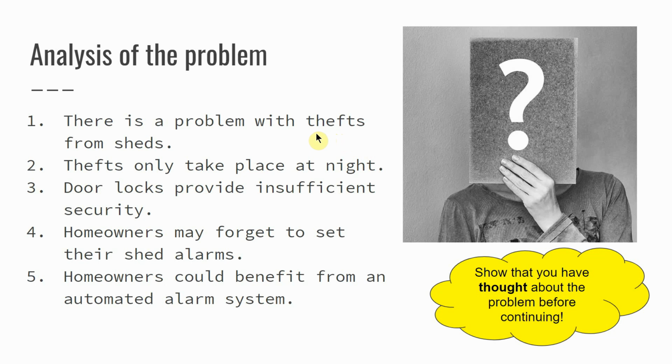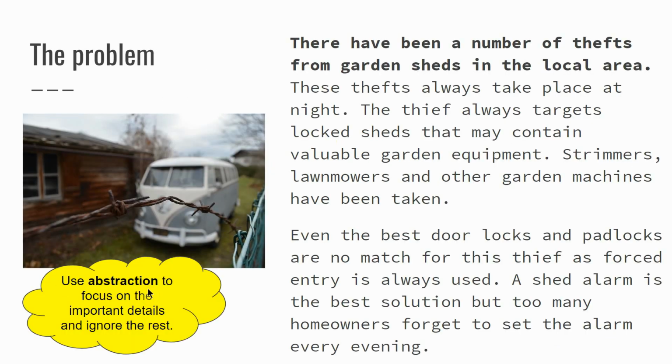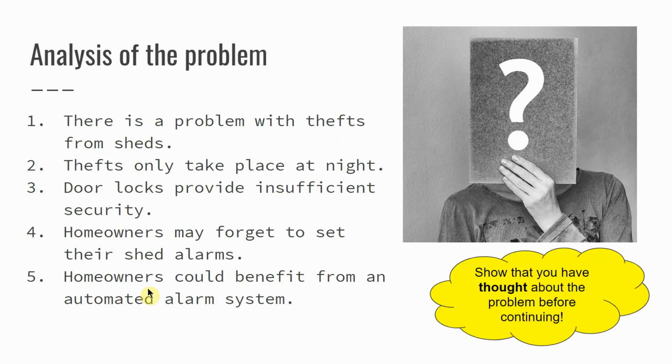And to do that, we should use that thing called, remember, abstraction, to just focus on the important details and maybe make a bullet point or a numbered list of points to show that you've analysed it. Now, generally in a mark scheme, there's going to be at least some mark or part of a mark towards showing that you've actually considered the problem. So let's have a look at my analysis of this problem.